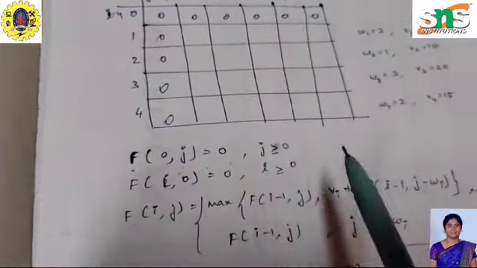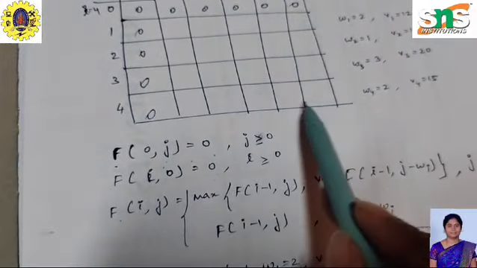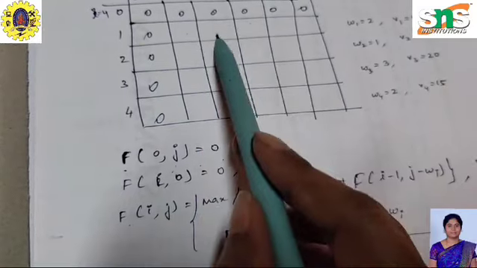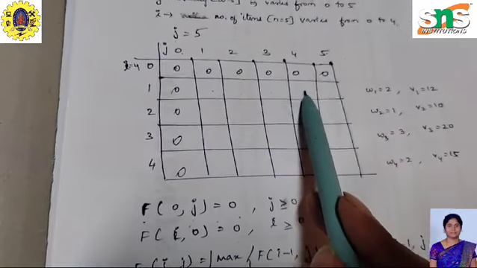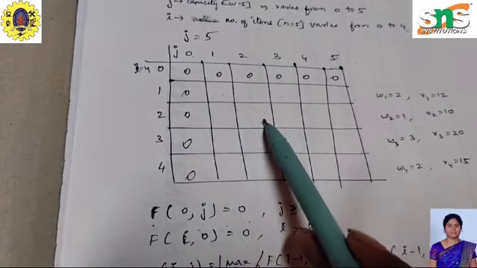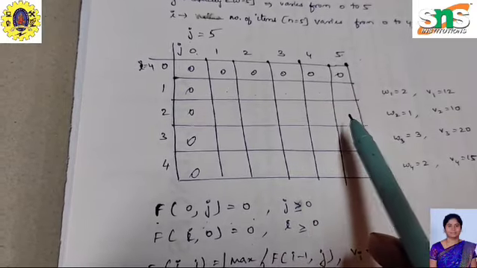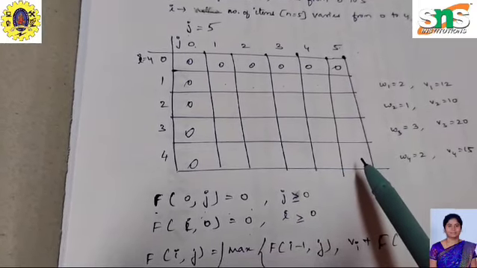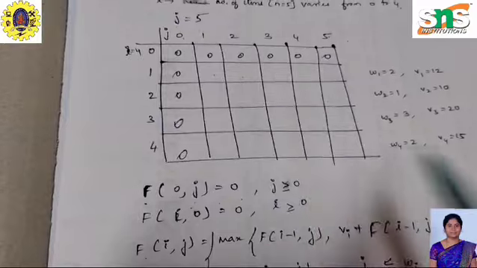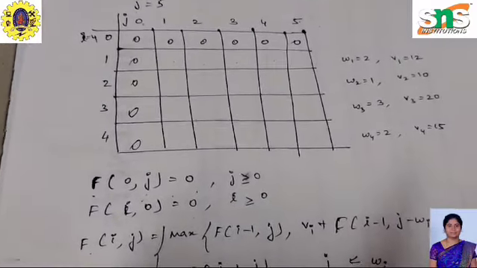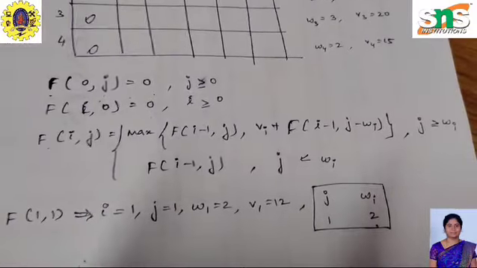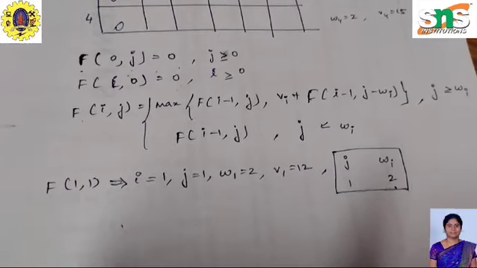The initial table is formed, and the remaining positions we are supposed to fill are 1 comma 1, 1 comma 2, 1 comma 3, 1 comma 4, 1 comma 5, 2 comma 1, 2 comma 2, 2 comma 3, 2 comma 4, 2 comma 5, up to 4 comma 5. We are supposed to calculate all the values by substituting the formulas. First we will start with 1 comma 1.